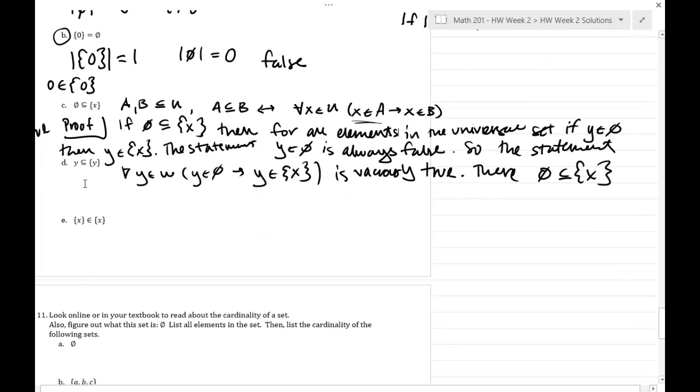And again, on part D, I'm going to put part D over here. We're trying to determine if it's true or false that Y is a subset of the set containing Y. So I'm just going to use the definition of subsets. This says if I've got any element X in my universal set, if X is an element of Y, then X is an element of the set containing Y.